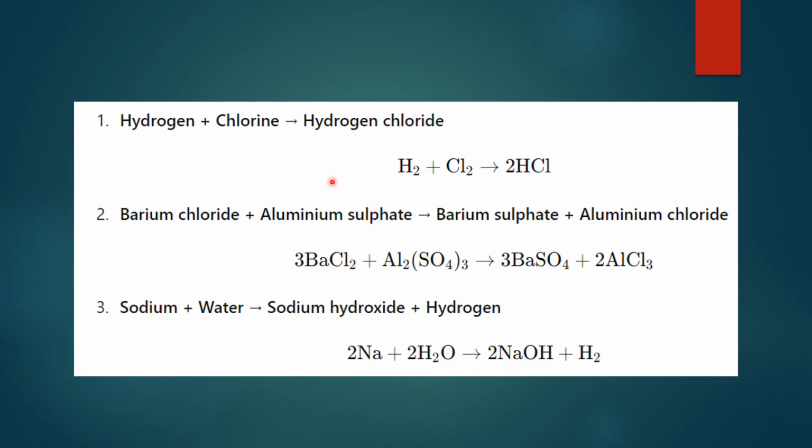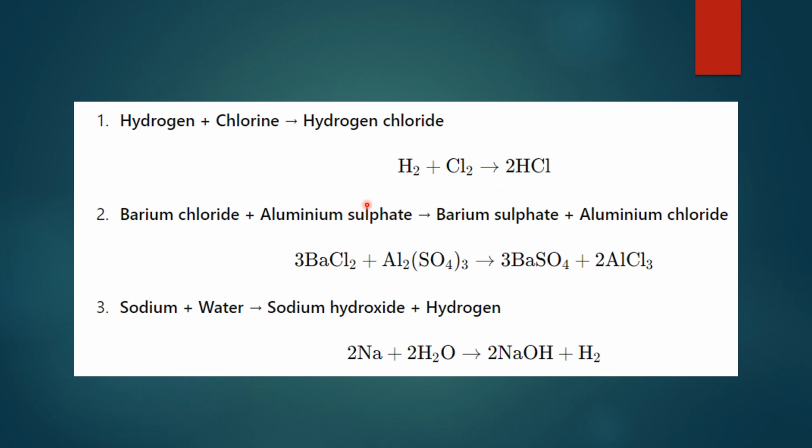So here are the three equations for these, like hydrogen plus chlorine gives hydrogen chloride. So hydrogen we know it is H2, chlorine we know it's Cl2, and hydrogen chloride is HCl. So from where this 2 comes? This is after balancing. So this was initially unbalanced. In order to balance it, we are adding this 2 here.